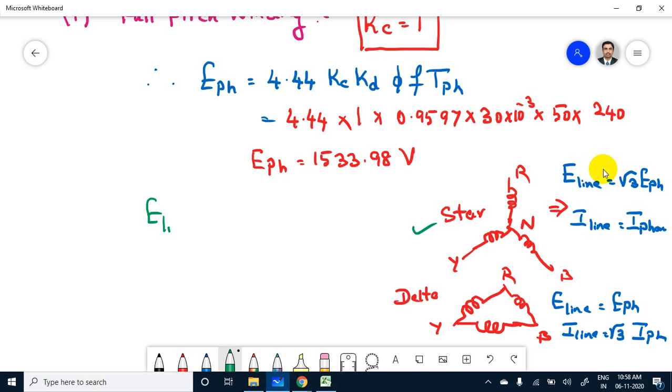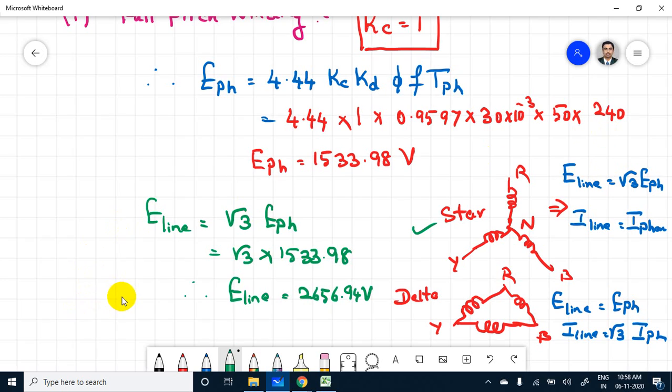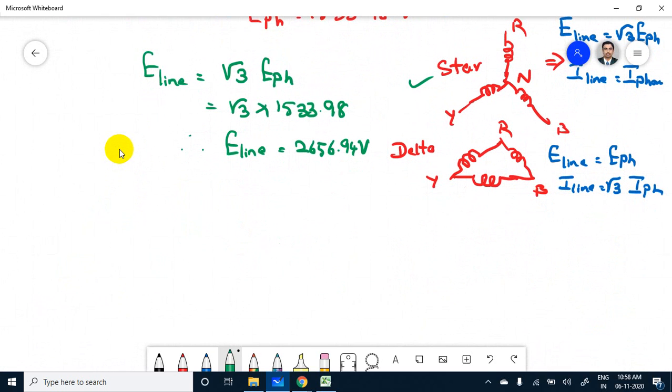E line equal to root 3 into E phase. Therefore, root 3 into E phase is 1533.98. Therefore, E line equal to how much? It is 2656.94 volt. Okay, 93 or 94 volt. Okay, this is my first subdivision.